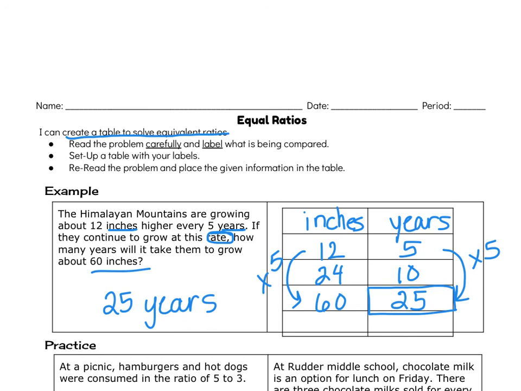So you're going to finish this practice page. It's not a lot of questions. Do exactly the same. You're going to make a table. What two things are you comparing? And then find a way to make those equal ratios, either by multiplying, by dividing, or just by multiples of in your table.